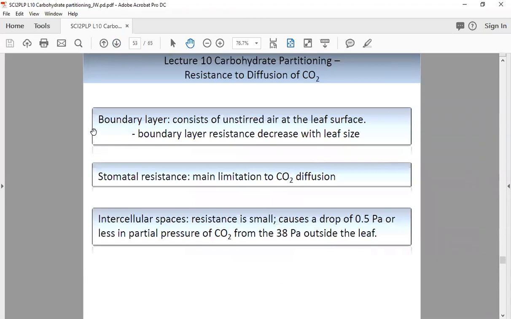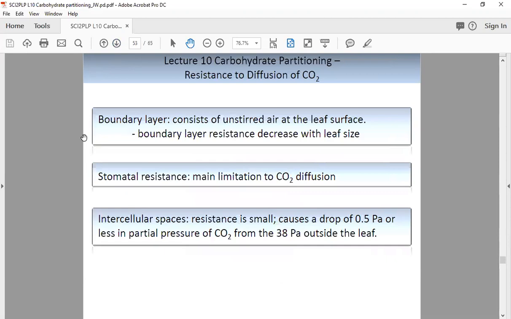diffusion. All right, the boundary layer you're already familiar with, and you know that this consists of relatively still, unstirred air at the leaf surface, and its resistance to carbon dioxide diffusion is called boundary layer resistance. The magnitude of this boundary layer resistance decreases with leaf size and, of course, wind speed. Smaller leaves tend to have a lower boundary layer resistance to carbon dioxide and water diffusion, and also to sensible heat loss. Leaves of desert plants are usually quite small, and this facilitates heat loss.